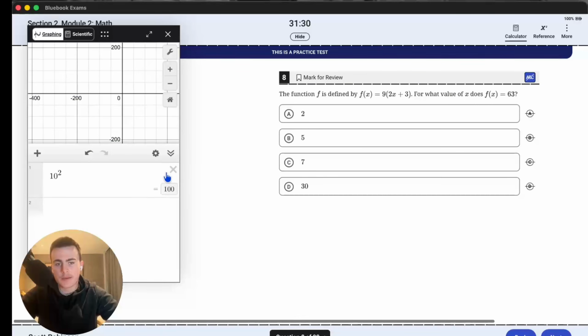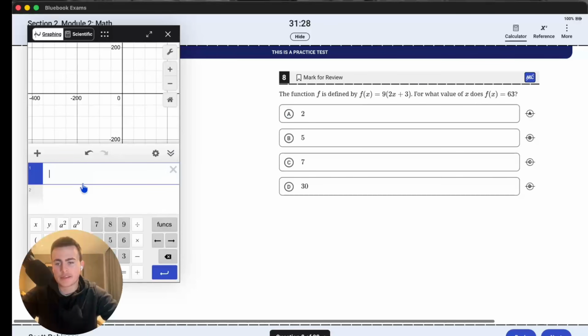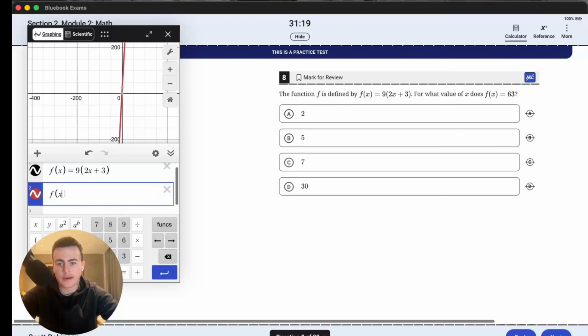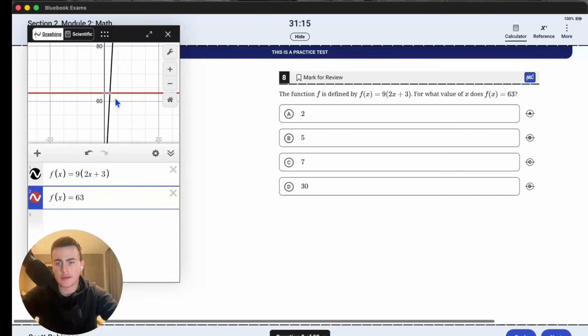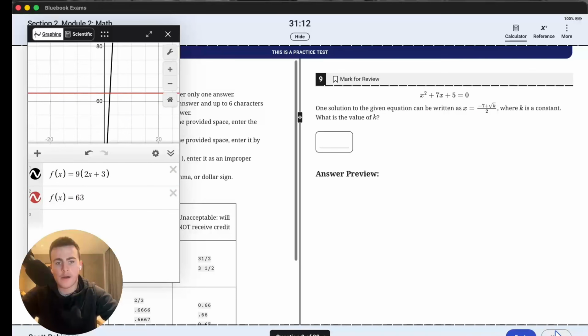The function f is defined by that equation. For what value, I'm going to save myself the mental work here. F of x equals 9, 2x plus 3. And then I can just say f of x equals 63. Look where they intersect. It's going to be 2 here. That's it.